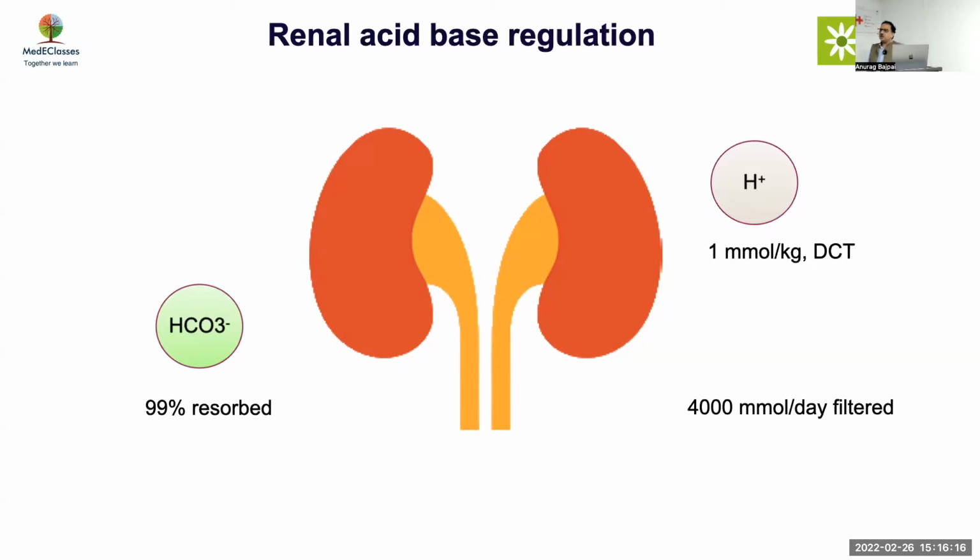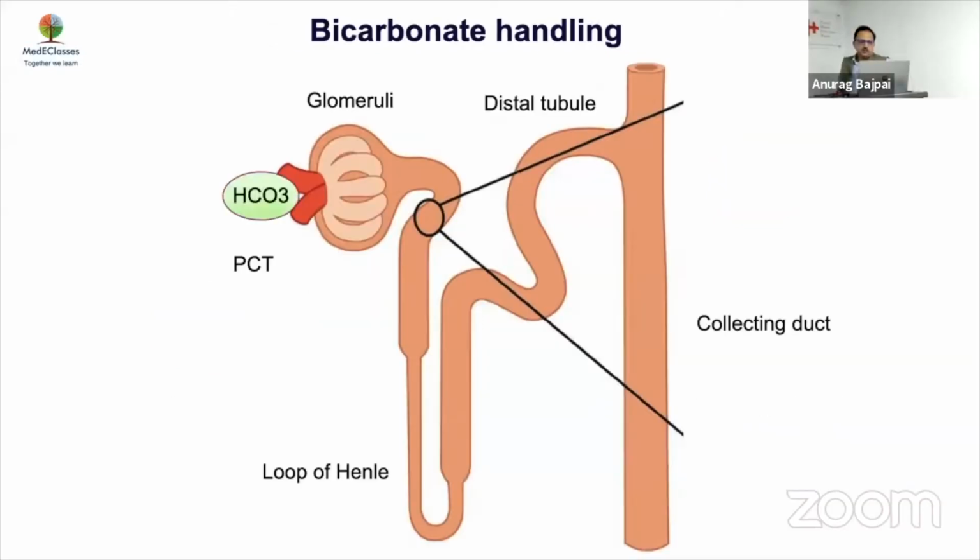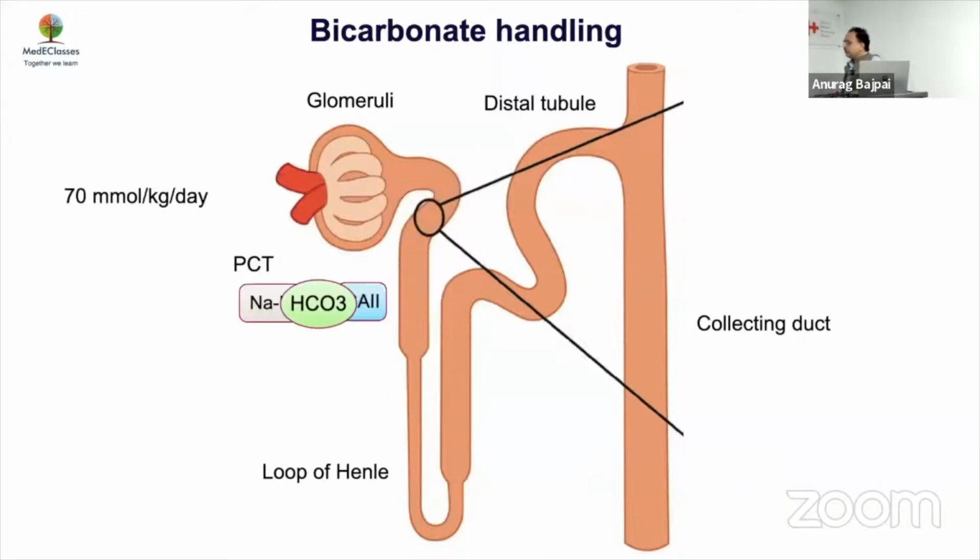But for distal RTA, after your initial correction is done, all you have to do is just replace the amount of bicarbonate, which is like 1 to 2 millimoles per kg per day. So your ultimate requirement will be low in that perspective. A vast majority of bicarbonate is actually lost in the proximal tubule, around 70 millimoles per kg per day, and a vast majority of it is actually absorbed at the level of the proximal tubule.